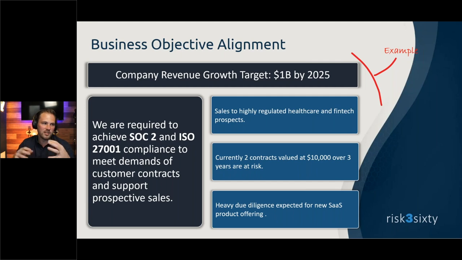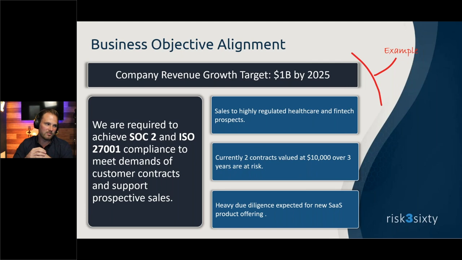And then we know that to hit those growth targets, our customers and prospects are requiring that we do SOC 2 and ISO 27001, or they can't do business with us. It's slowing us up in the contractual process. It's hurting our ability to get into certain markets, and that directly impacts our revenue growth targets.